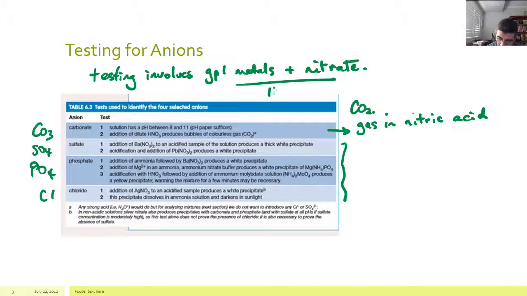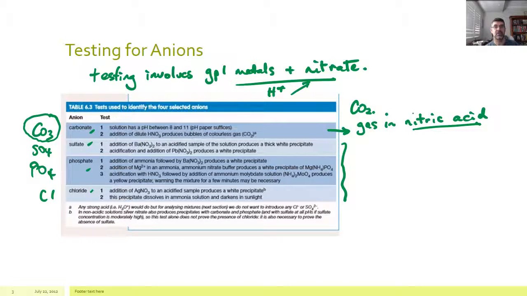Now, hydrogen ions are also in this category, and so therefore if we put hydrogen ions and nitrate ions together, we get nitric acid. And when we put nitric acid into a solution that contains chloride ions, phosphate ions, sulfate ions, and carbonate ions, we'll get bubbling, but the only bubbling that we get is a result of the presence of the carbonate ions.